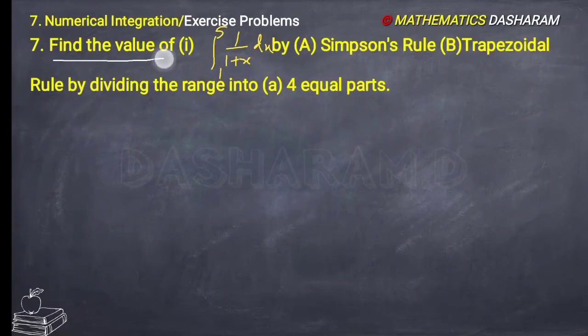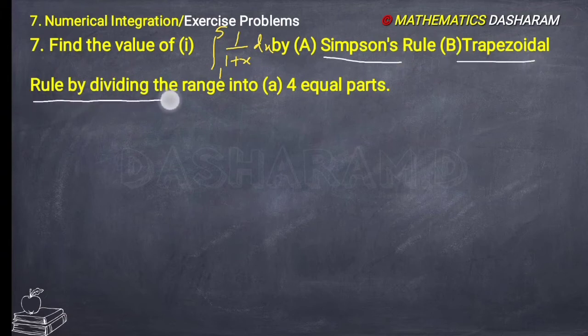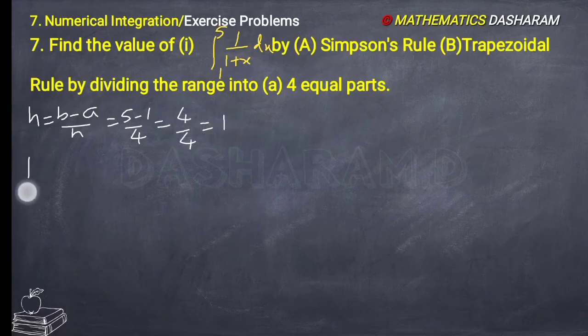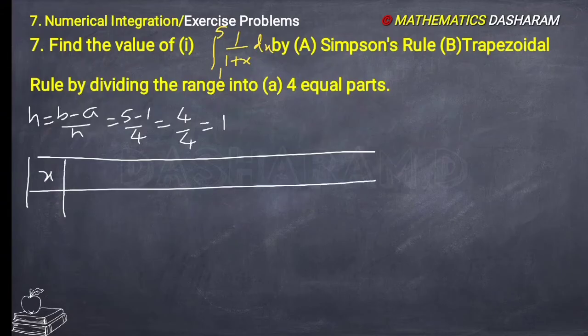Seventh question: find the value of integration 1 to 5 of 1 by 1 plus x dx by Simpson rule and trapezoidal rule by dividing the range into 4 equal parts. So h equals b minus a divided by n. So b value 5, a value 1, n value is 4. So 4 by 4 equals 1. Now let's draw a table. The first x value is the lower limit, next increase with h, that is 1, 2, 3, 4 and here 5.